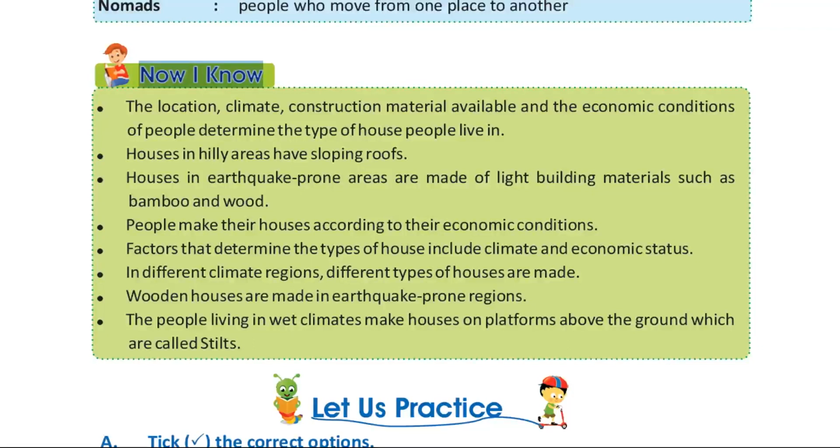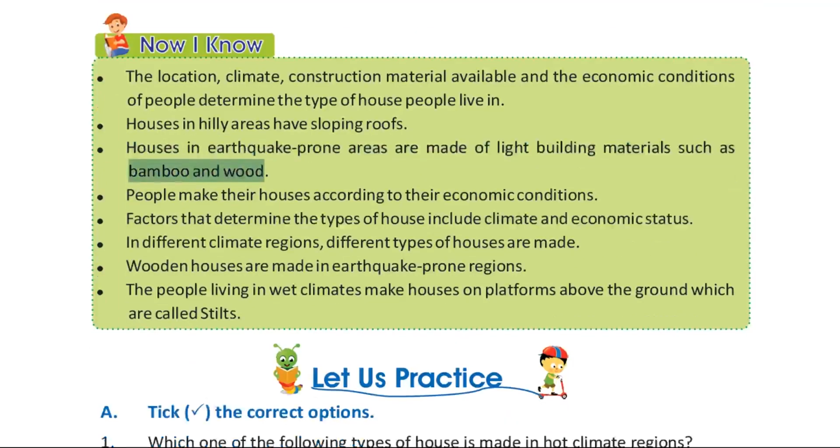Now I know the location, climate, construction, material available and the economic conditions determine the types of house people live in. Houses in hilly areas have sloping roofs. Houses in earthquake-prone areas are made of light building materials such as bamboo and wood. People make their houses according to their economic conditions.